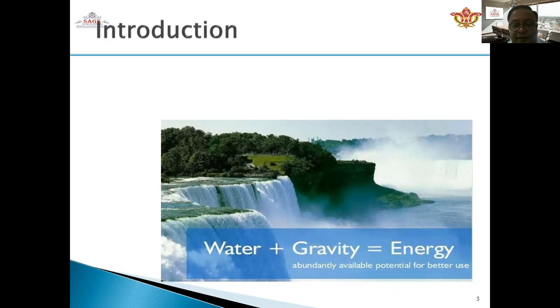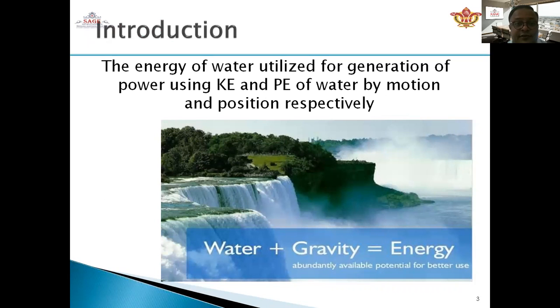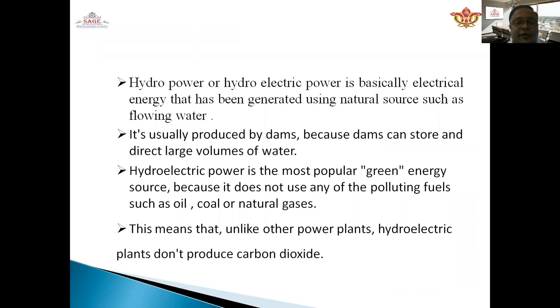This is the introduction. Here you can see water plus gravity, which means energy is available as potential for better use. The energy of water is utilized for the generation of power using the kinetic energy and the potential energy of water, by motion and by position. This is hydro energy.